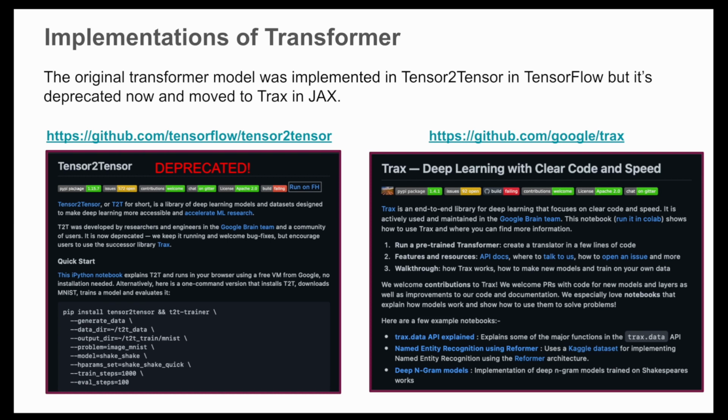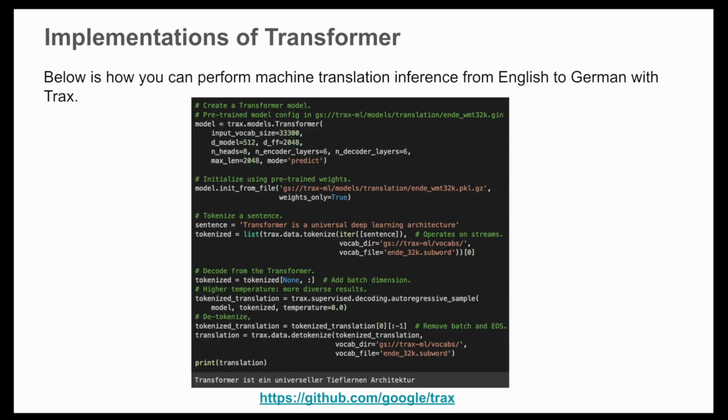So now that we've been looking at large language models, which is actually a fascinating topic nowadays, let's look at the implementation of transformers. The original transformer model was implemented in the Tensor2Tensor library, which is in TensorFlow, but it's deprecated now and has moved to Trax in JAX. Below is how you can perform machine translation inference from English to German with Trax. It's pretty simple, pretty straightforward, and it is very fast when using a GPU.